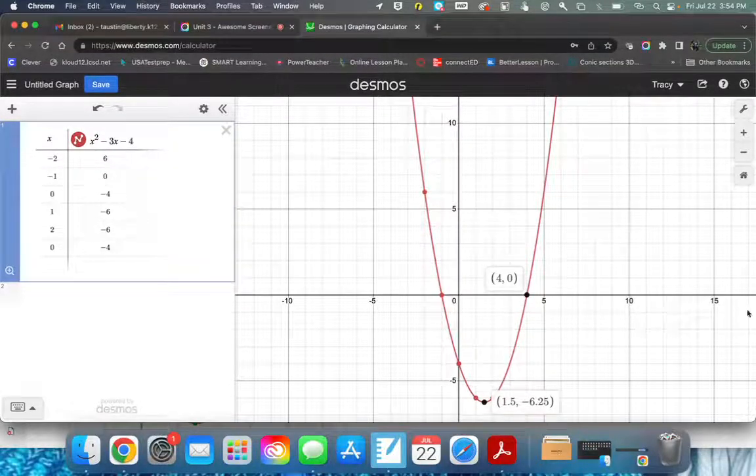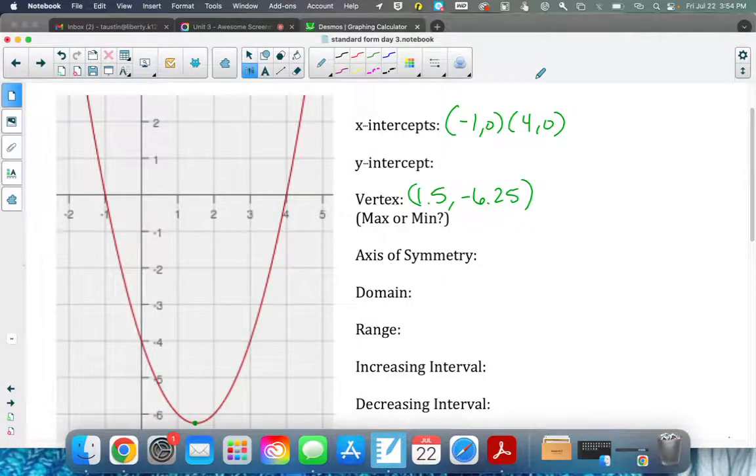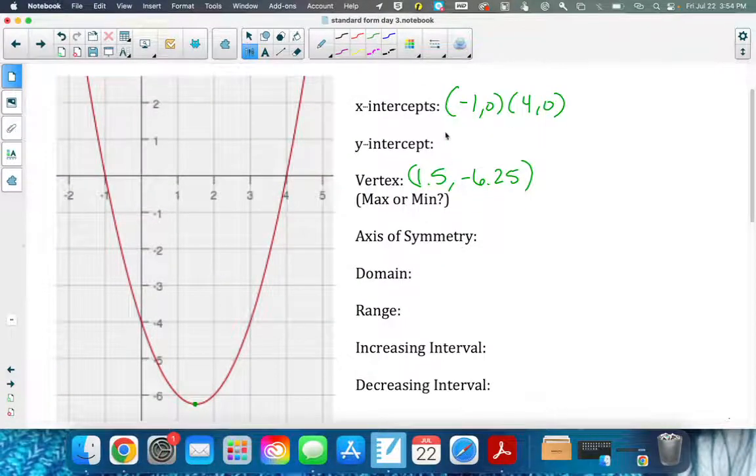So Desmos is very helpful for a lot of things, being able to pick out a lot of information on these graphs. So it's (0, -4) was the y-intercept. Okay, so max or min is something new. It basically is asking whether your vertex, the middle of your curve, is the highest or lowest point of the graph. And in this case, it is the lowest point of the graph, so it is a minimum. You don't have to state what the minimum is, you just have to state if it's a max or min.